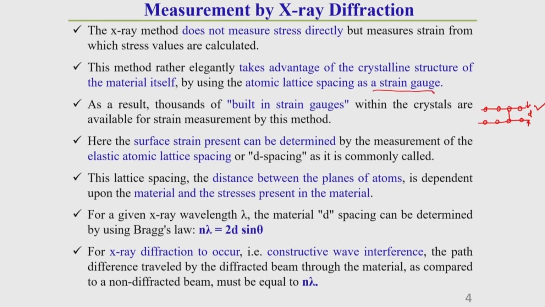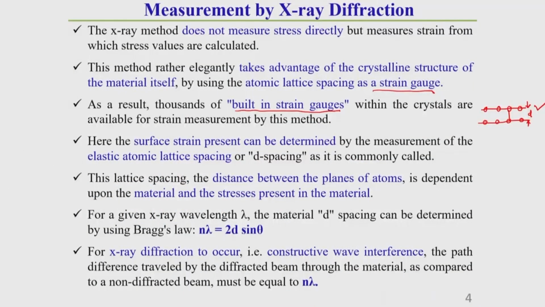So, this atomic lattice spacing acts as a strain gauge. As a result, thousands of built-in strain gauges within the crystal are available for strain measurement by this method. I have written that this lattice spacing acts as a strain gauge, because if the lattice structure is subjected to any type of residual stress, then this lattice spacing varies. This varying lattice spacing can give us the concept of the residual stress distribution pattern. That is why we call this lattice spacing a built-in strain gauge.